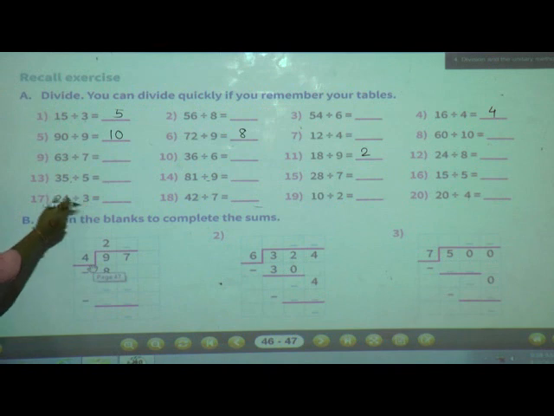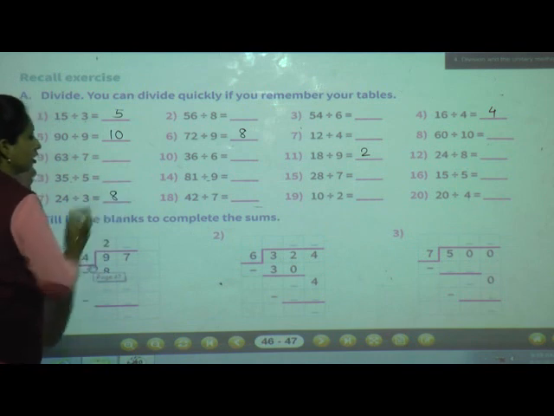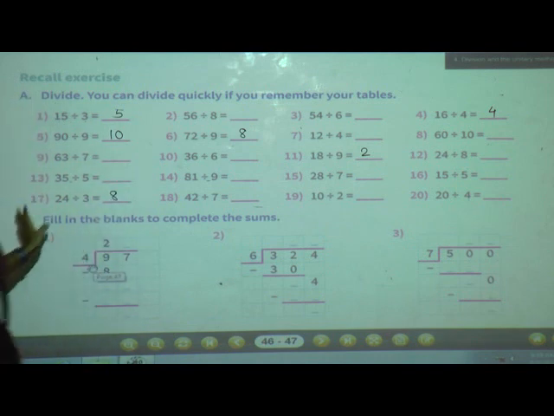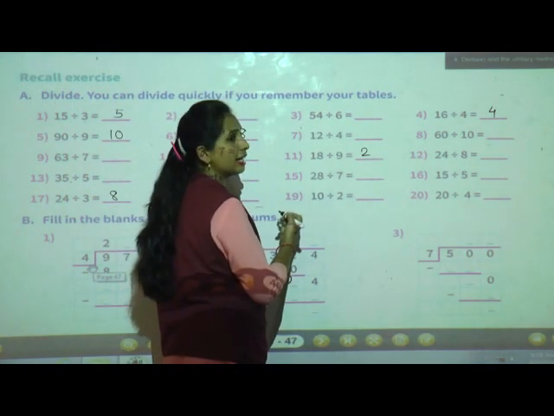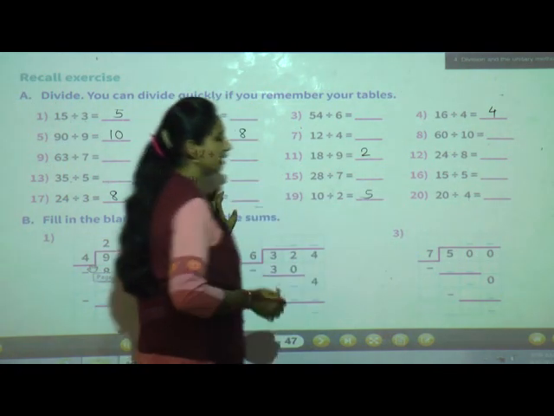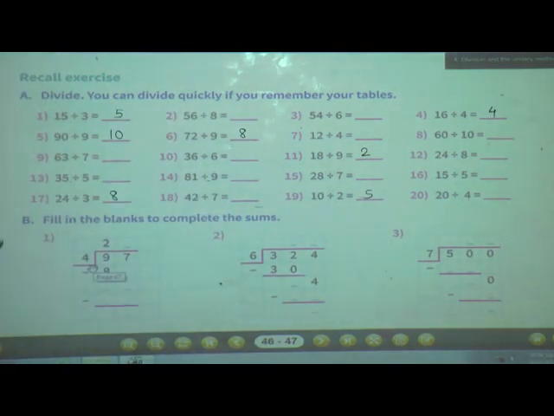Now see this, now where 24 comes in 3 table? Yes, tell me. Quick, make it fast. Say 3 table and see where 24 comes. 3 1s are 3, 3 2s are 6, 3 3s are 9, 3 4s are 12, 3 5s are 15, 3 6s are 18, 3 7s are 21, 3 8s are 24. Isn't it? In this way you have to say the table fast and write the answer quickly. Now in 2 table where 10 comes? 2 5s are 10. Clear? In this way the remaining sums you are going to solve on your own.